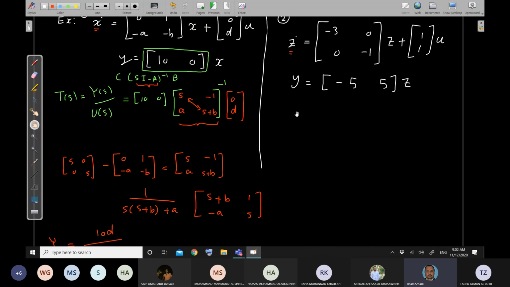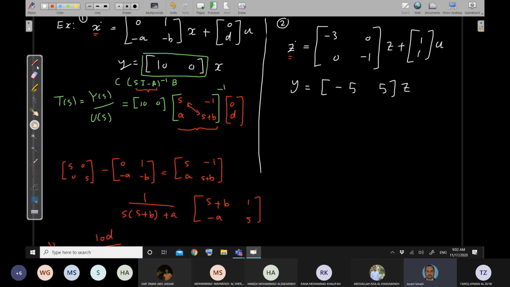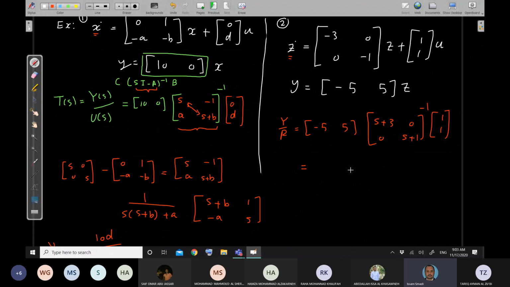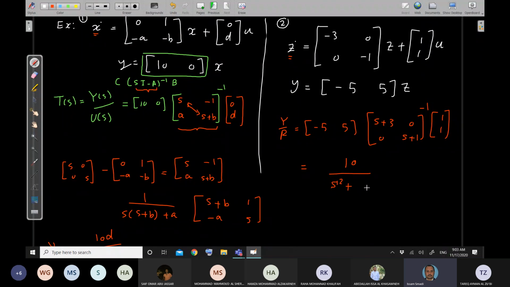Now, if I return back here and do the same thing, which is the C, the Y over R, which is C, minus 5 and 5, then it is S plus the 3, 0, 0, S plus 1 inverse, multiplied by the B, 1 and 1. Now, if I evaluate, I will get 10 over S squared plus 4S plus 3.